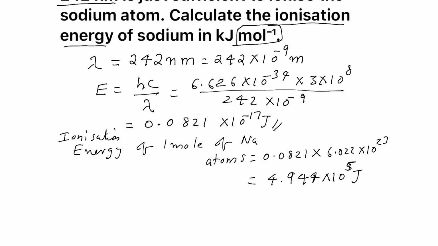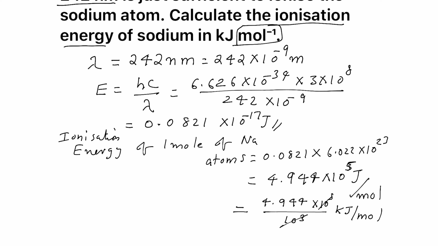So this much joule of energy is required for ionizing 1 mole of sodium atom. But we need the answer in kilojoule, so it is very easy. Divide this answer with 1000. 4.944 into 10 raised to 5 by 10 raised to 3. Divide with 1000, so your answer becomes kilojoule per mole.